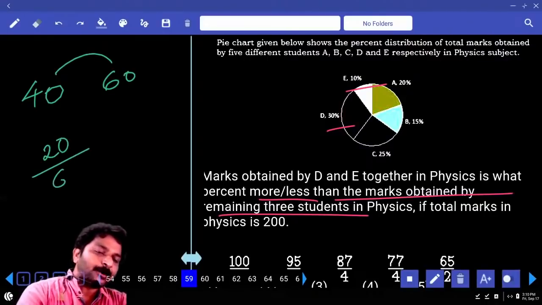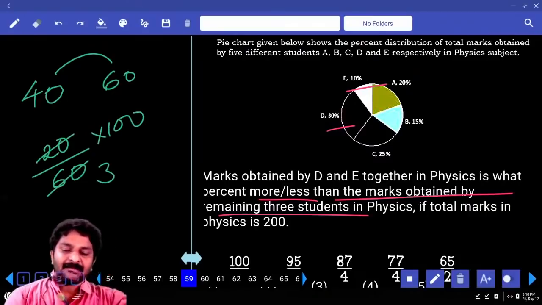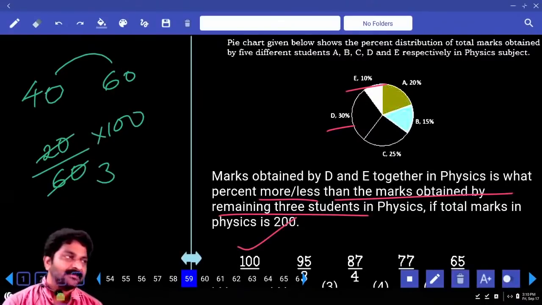20 less with respect to 60. Percentage into 100, 3 times. 100 by 3, first option final. It is 33 1 by 3%, but they have mentioned it as representation-wise 100 by 3%.